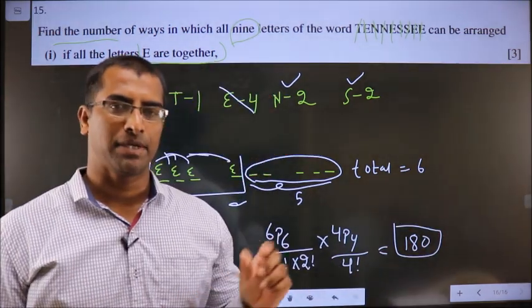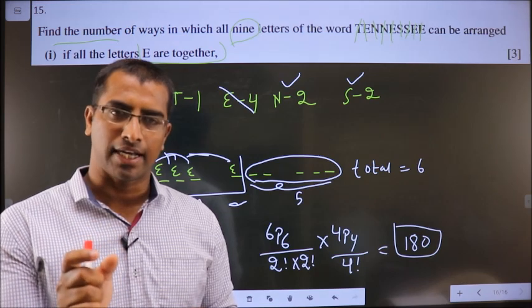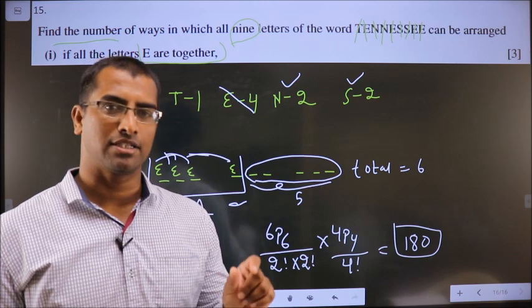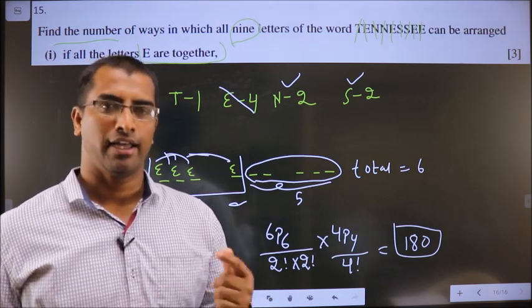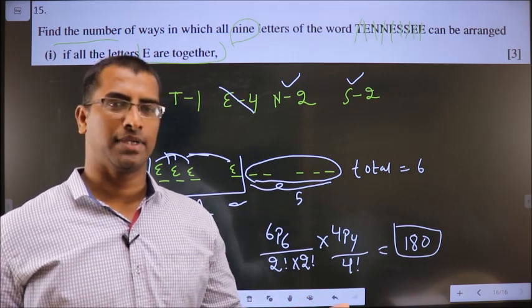In all this permutation together sums, whatever letter or whatever item, whatever object or whatever people should be together, you should consider them to be one unit and continue solving. I hope you have learned this method. Whenever together, follow this method. That's it.